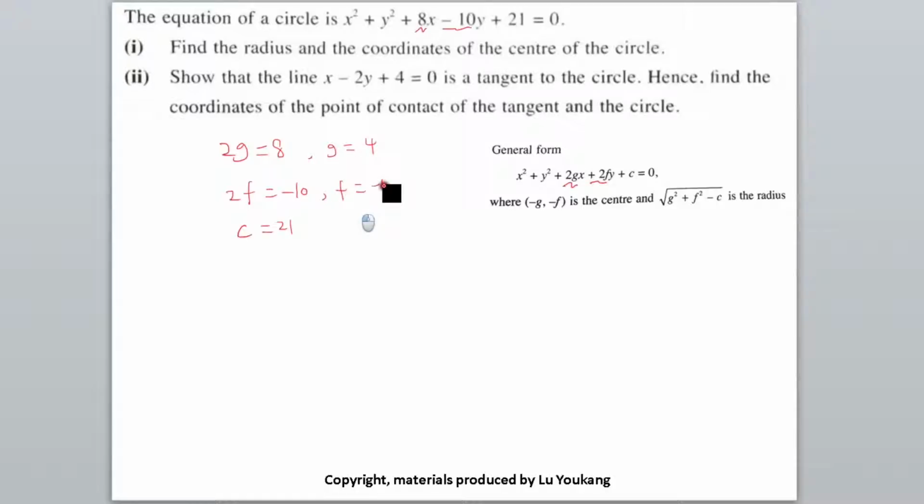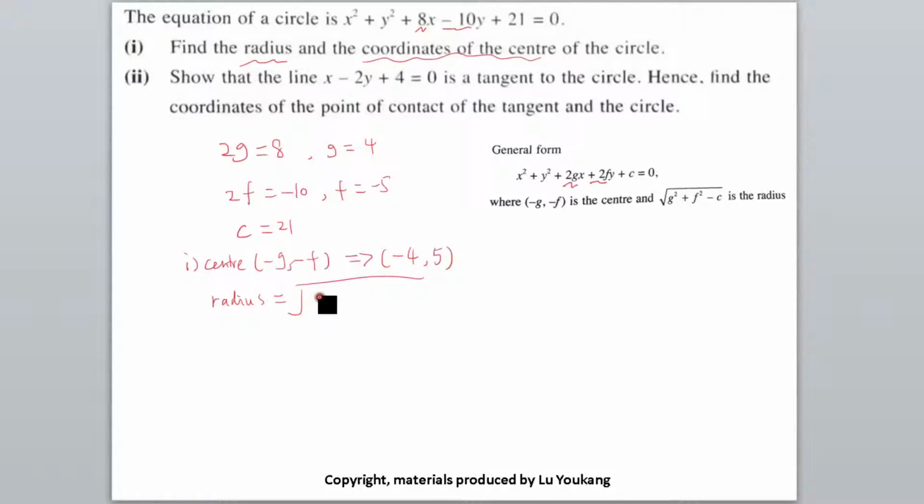And it says (minus g, minus f) is the center. So what we need to do is find out what g is, find out what f is. So g equals 4, f equals minus 5. And we are asked to find the radius and the coordinates of the center of the circle. So after we found all these g, f, c, you just need to sub into the general equation. Center, bracket minus g, comma minus f, so you get the center (-4, 5).